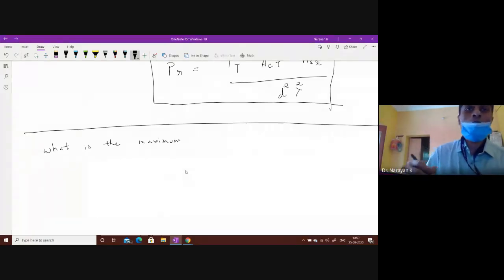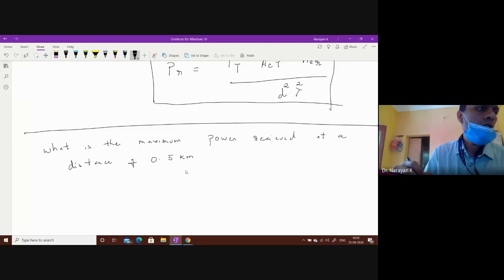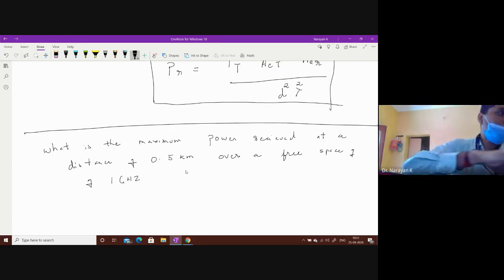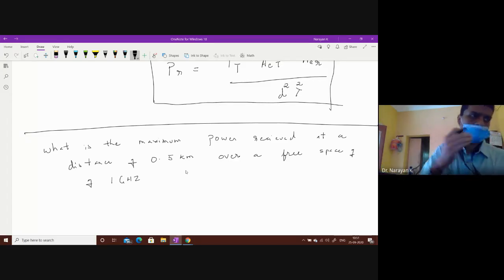Okay, so what is the maximum power received at a distance of 0.5 kilometers over a free space 1 gigahertz circuit.